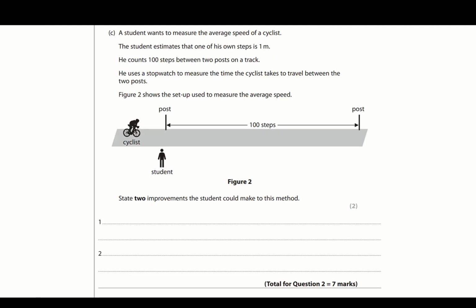Next one, a student wants to measure the average cyclist's speed. They estimate that one of their steps is a meter. Well, that's not great. He counts 100 steps, so about 100 meters. He uses a stopwatch. Okay, that's not great because he's going to have a human reaction time. State 2 improvements they could make.